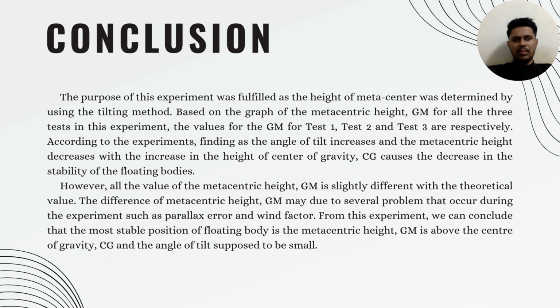The difference in metacentric height may be due to several problems that occurred during the experiment, such as parallax error and human factor. From this experiment, we can conclude that the most stable position of a floating body is when the metacentric height is above the center of gravity and the angle of tilt is supposed to be small.